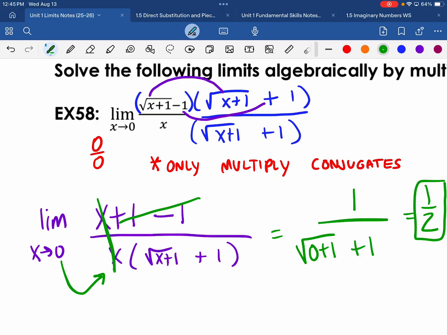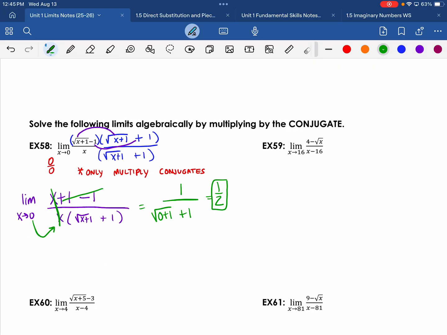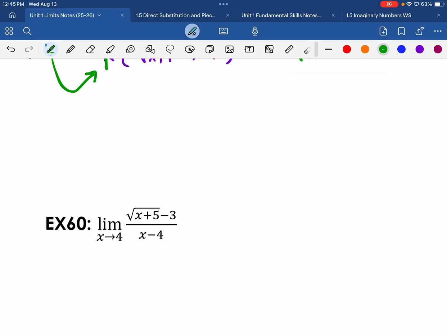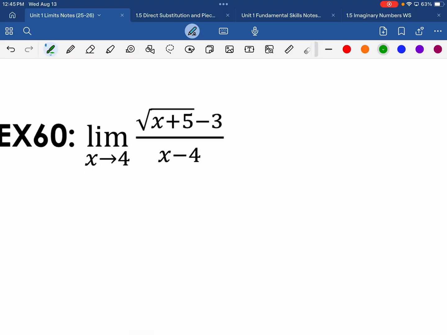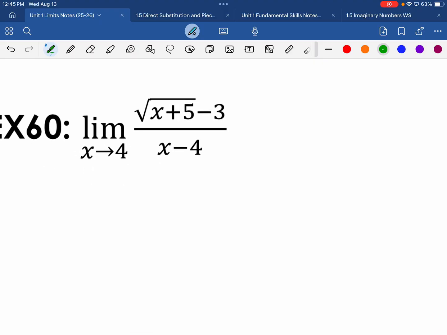And it will follow that same kind of pattern. Okay, let's drop down to, I'm going to do 60. All right, when you plug 4 in, you're going to get the indeterminate form 0 over 0. So we are going to multiply by the conjugate.